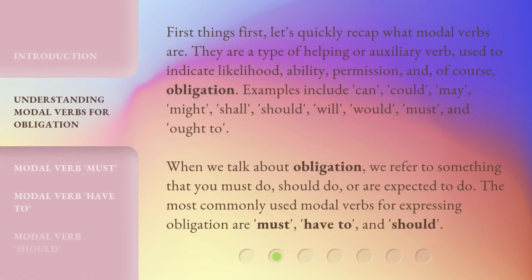First things first, let's quickly recap what modal verbs are. They are a type of helping or auxiliary verb used to indicate likelihood, ability, permission, and, of course, obligation. Examples include can, could, may, might, shall, should, will, would, must, and ought to.